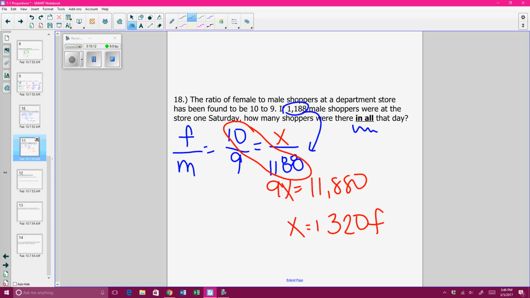So if there's 1,320 females, you know that originally there was 1,188 males, and so the total number of shoppers for the day would be 2,508 total shoppers. Go ahead and try these last three by yourself, and then you're going to move on to the questions in the Go Formative.